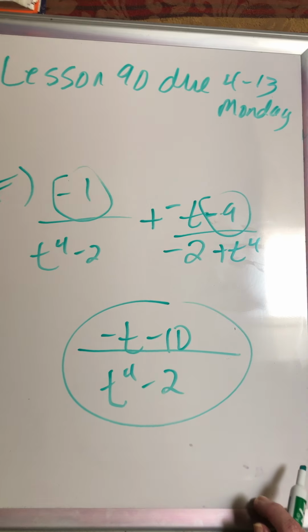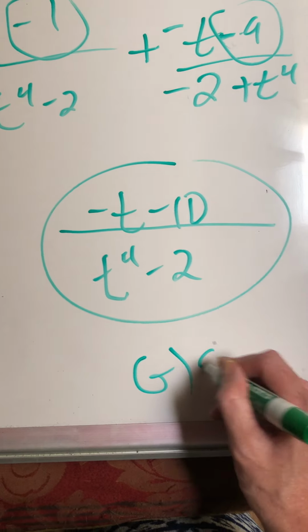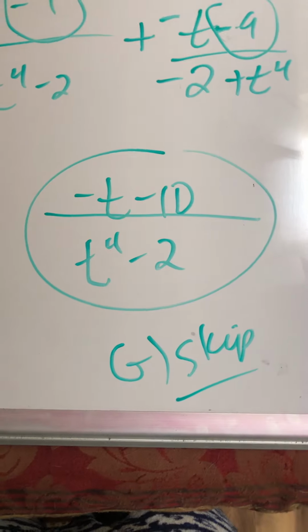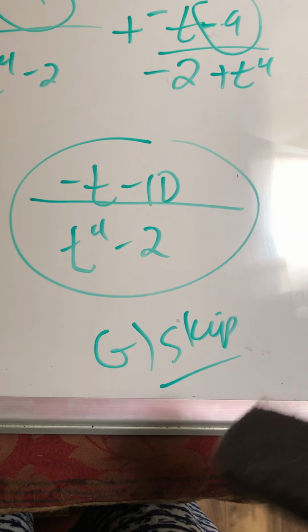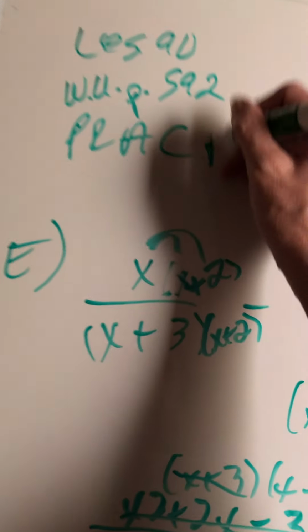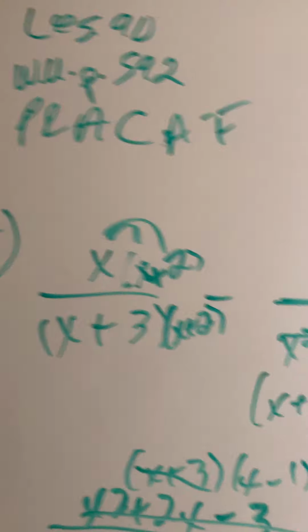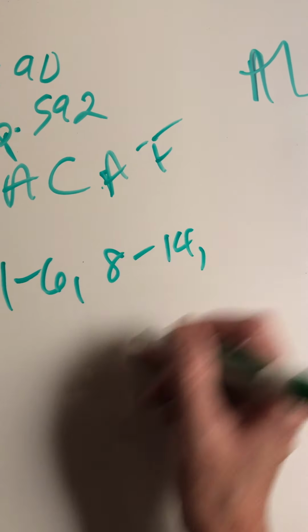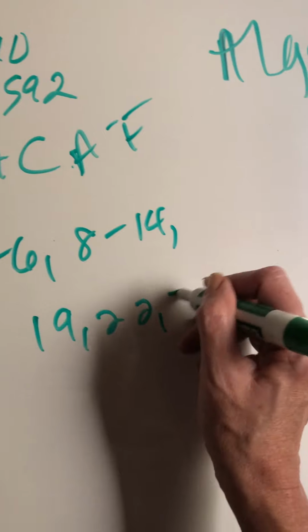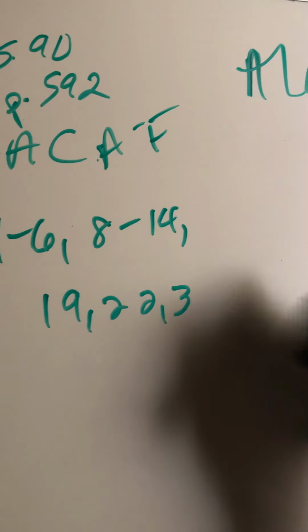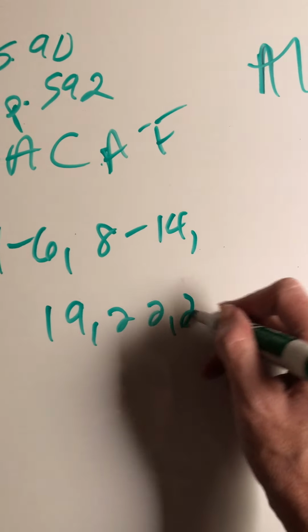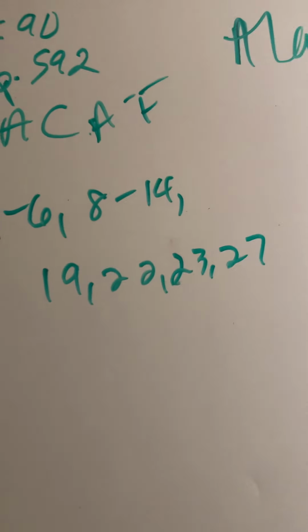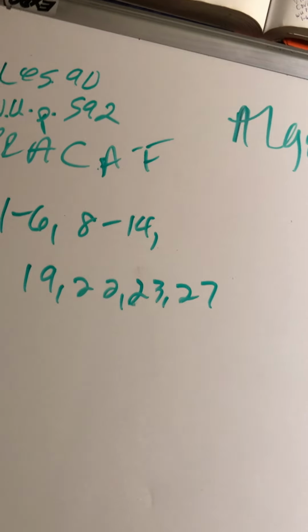Okay, so that's F. We're not doing G, so you're going to skip G. I don't know if I put that on my MCS or not, but you skip G. So we did A through F on the practice. Then for the lesson, you're going to do 1 through 6, 8 through 14, 19, 22, 23, and 27. And I'm going to show you a few of these now that I want to talk about.